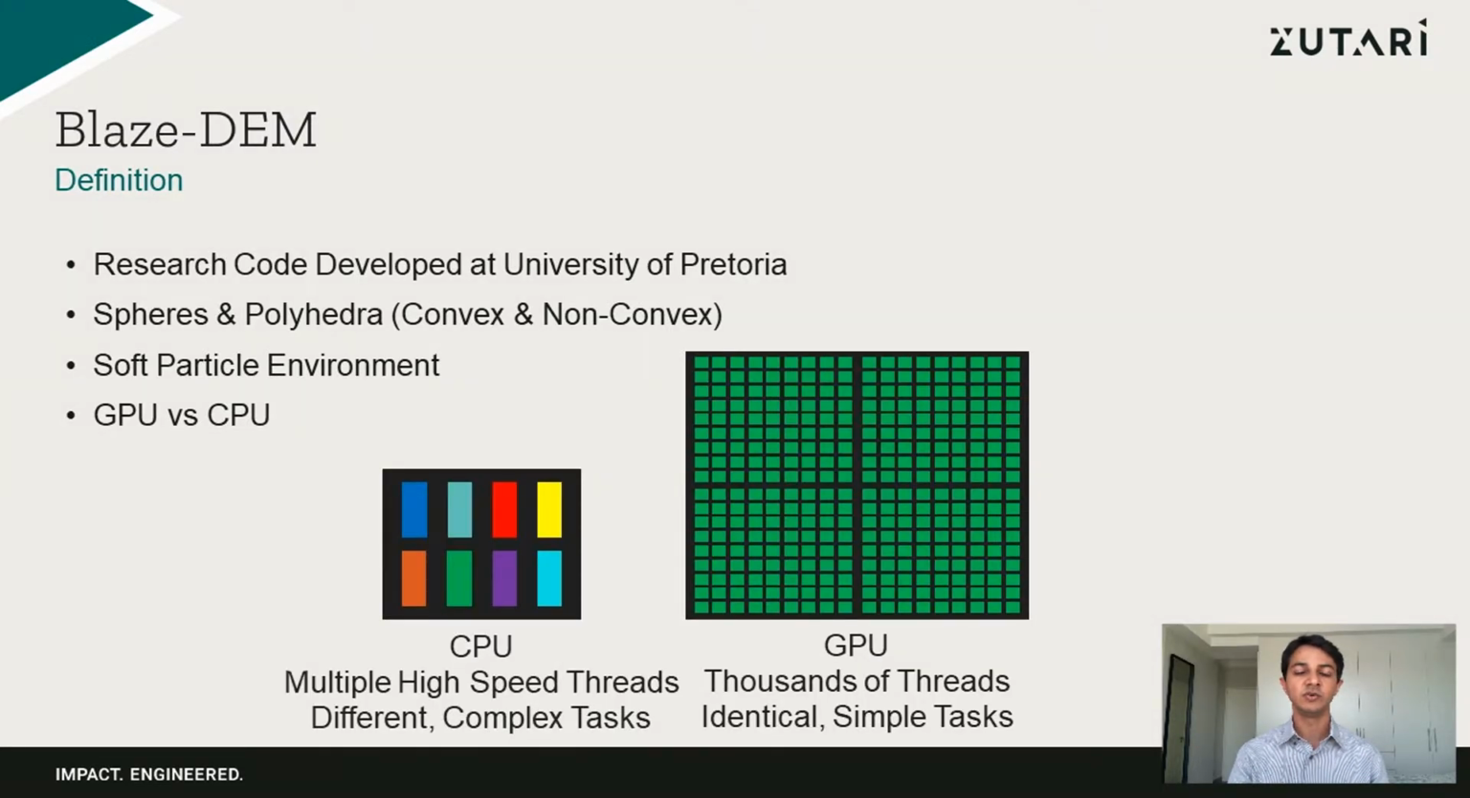A typical CPU consists of a number of high-speed threads, each capable of performing different complex tasks, such as running an operating system. A GPU, on the other hand, contains thousands of lower performance threads which can only perform the same much simpler task at a time.